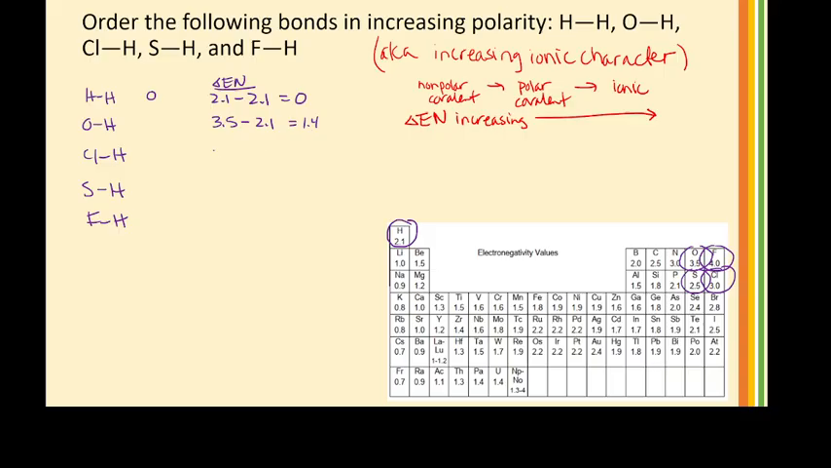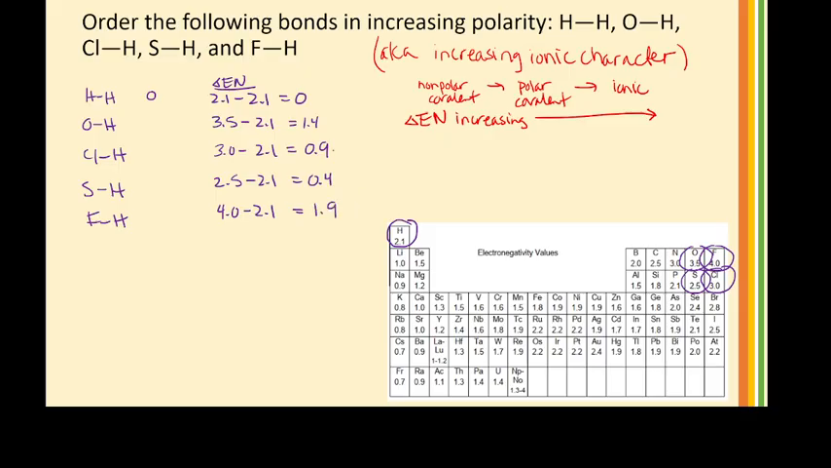Double checking in my head. So for chlorine, this would be 3.0 minus 2.1, and that would be 0.9. For sulfur, it's 2.5 minus 2.1, 0.4, and for fluorine, let's see, that'd be 1.9.